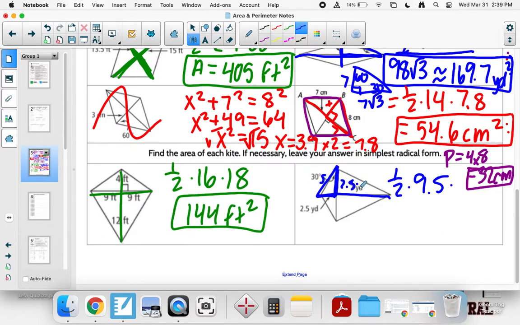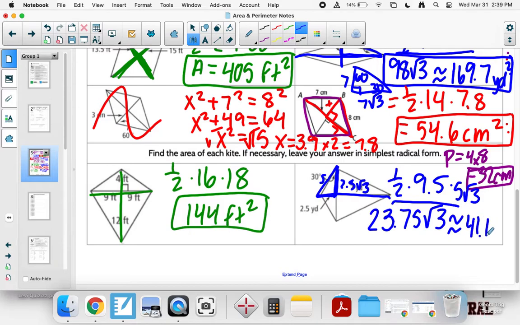There we go. So what's the entire diagonal? How much square root of 3? 5 square root of 3. So let's just do half of 9.5 and 5. 23.75 square roots of 3. So if you want the decimal version of that, 41.1 yards squared. Area always squared.